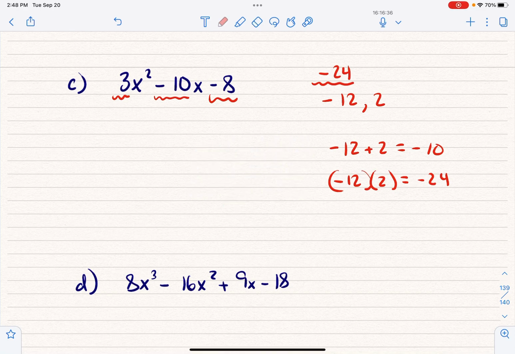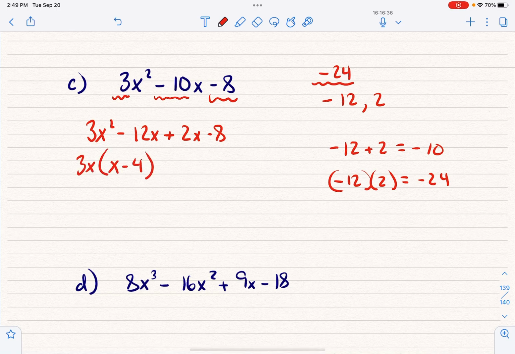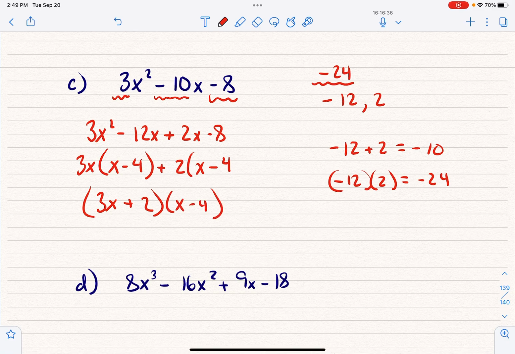All right, so I break that middle one into those two values, 3x squared minus 12x plus 2x minus 8. The first one, I'm going to go, all right, what can I take out of those? I can take a 3x out, which leaves me with x minus 4. The second one, I can take a 2 out, which leaves me with x minus 4. And then I factor that: 3x plus 2 times x minus 4. Yay.